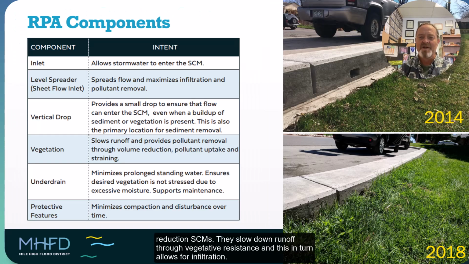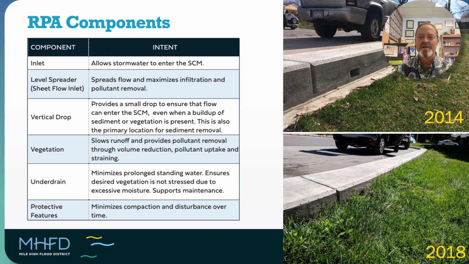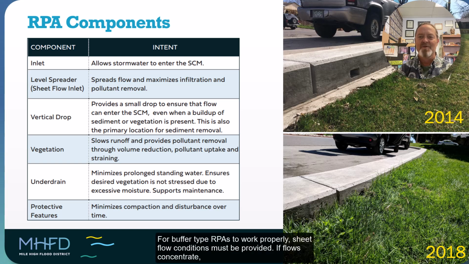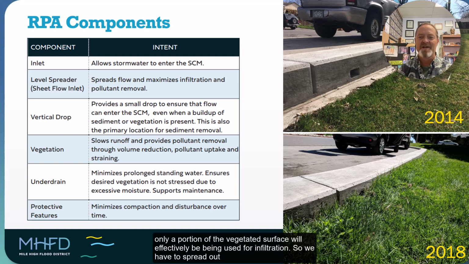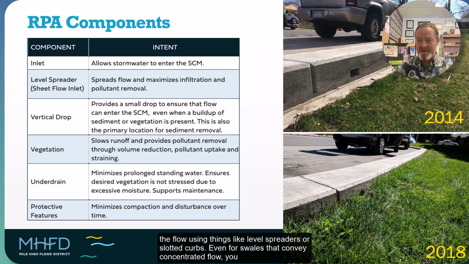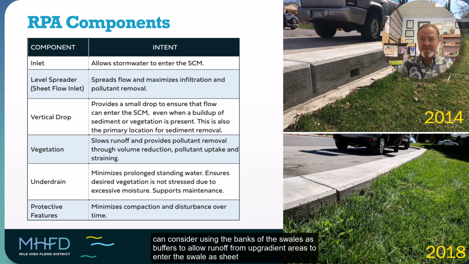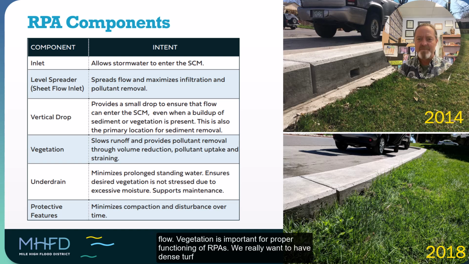RPAs act as runoff reduction SCMs. They slow down runoff through vegetative resistance, and this in turn allows for infiltration. For buffer type RPAs to work properly, sheet flow conditions must be provided. If flows concentrate, only a portion of the vegetated surface will effectively be used for infiltration. So we have to spread out the flow using things like level spreaders or slotted curbs. Even for swales that convey concentrated flow, you can consider using the banks of the swales as buffers to allow runoff from upgradient areas to enter the swale as sheet flow.